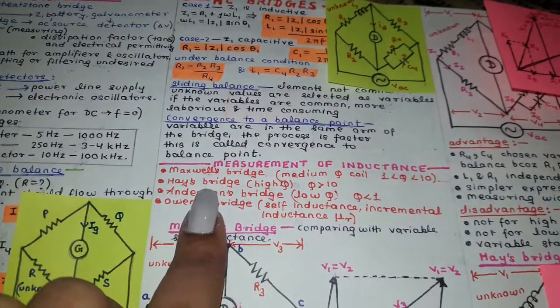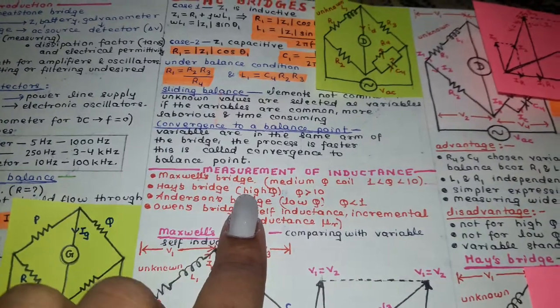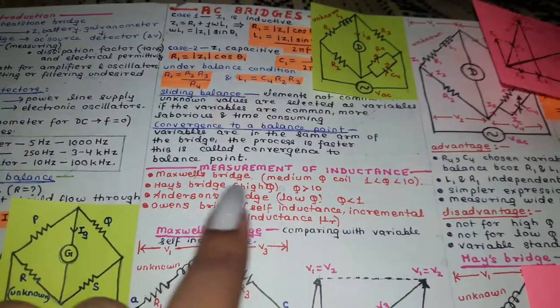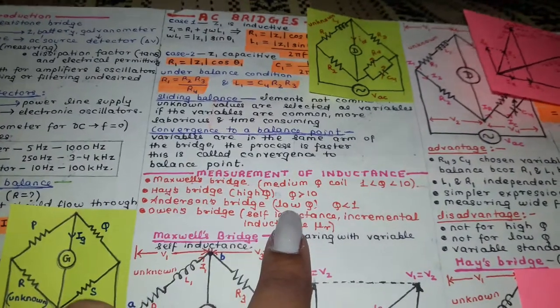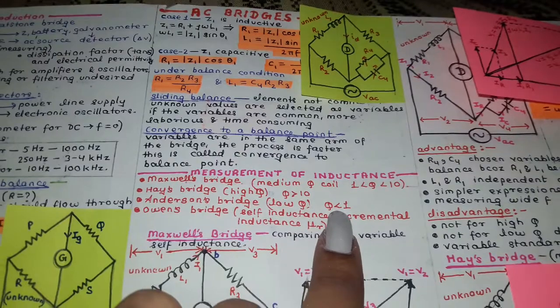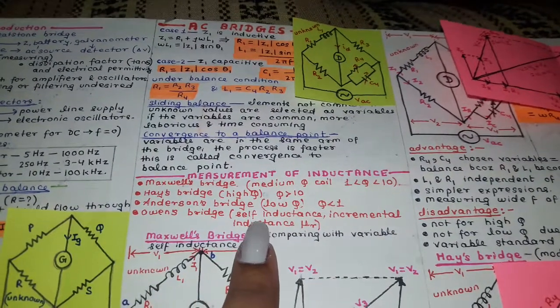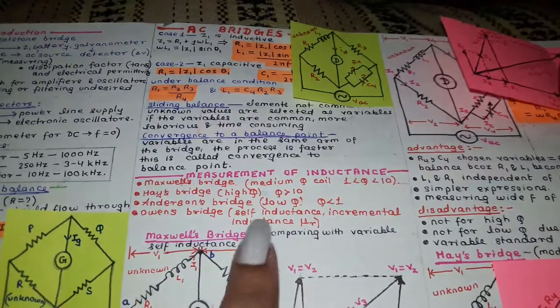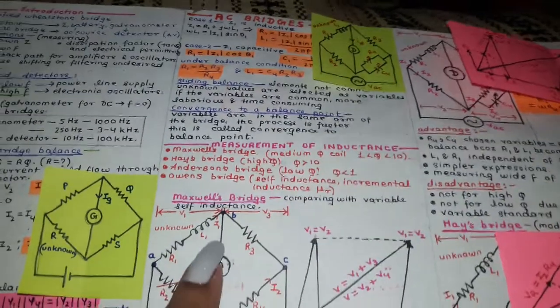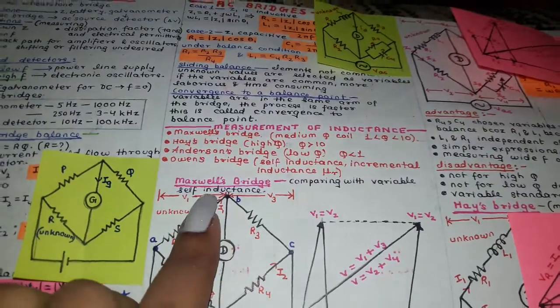Then we have Hay's bridge. It is used for measuring coils of high quality factor, greater than 10. Anderson's bridge is for measuring low quality factor, less than 1. Then we have Owen's bridge, which measures not only self-inductance but also incremental inductance. Okay, let's get started with Maxwell's bridge.